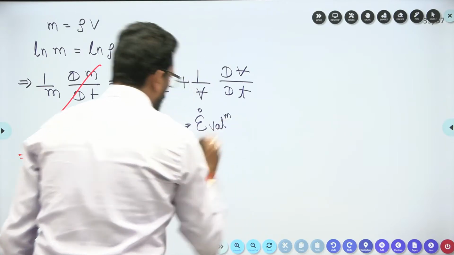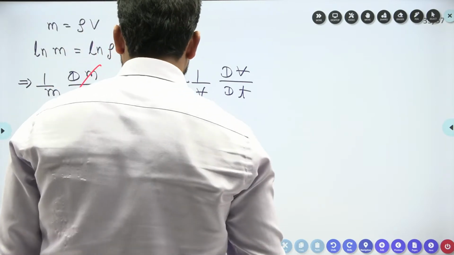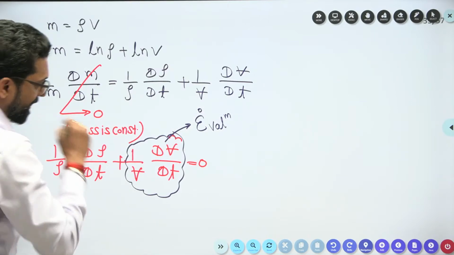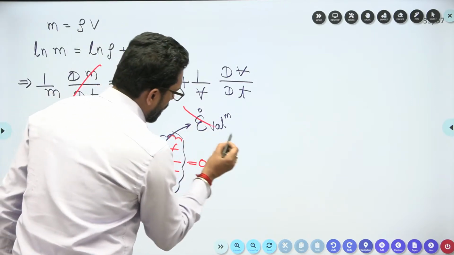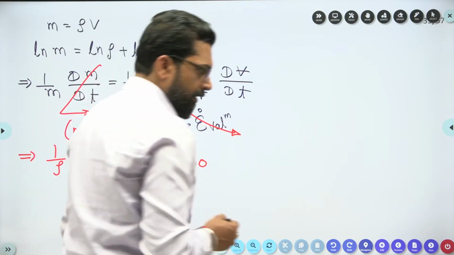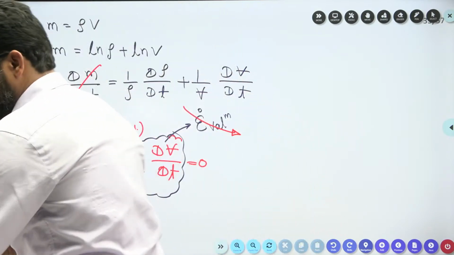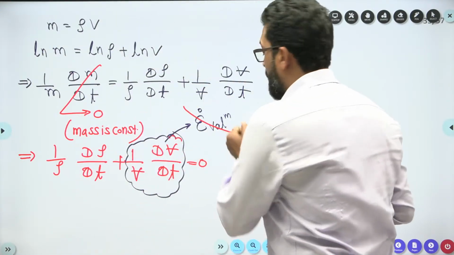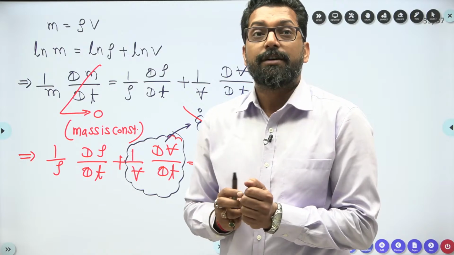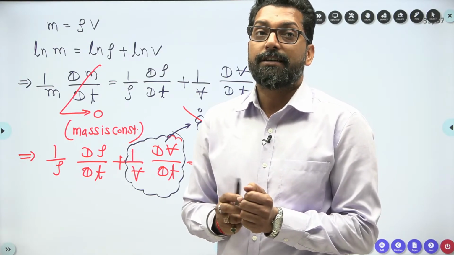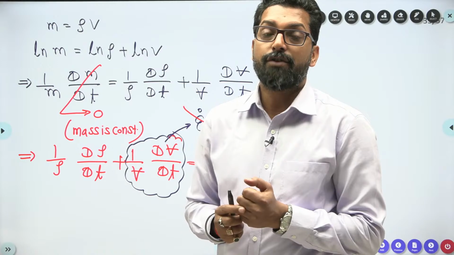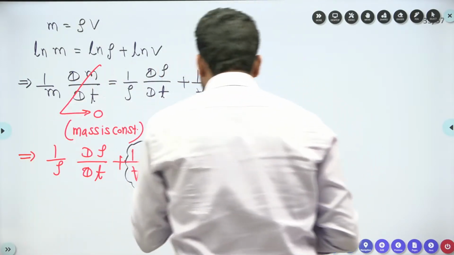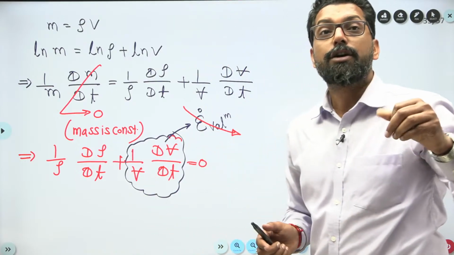This is what? Volumetric strain. What is the volumetric strain? If the volumetric strain is 0, that means the divergence of a velocity vector is 0. That means the flow is incompressible. That means the continuity equation is satisfied.